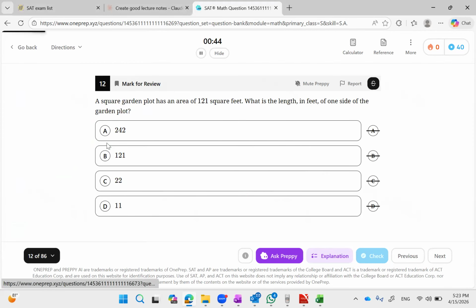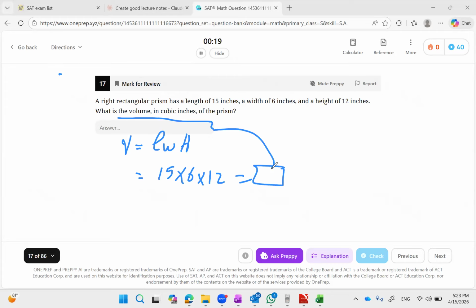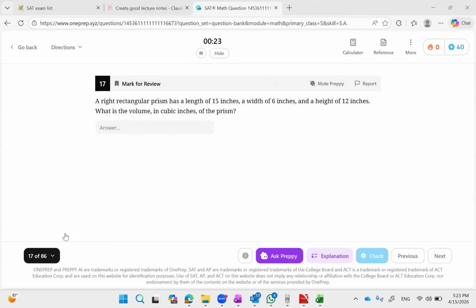Let's see, 17. If it's a repeated question, we are not going to solve it. Okay, this one is just find the volume. You multiply. Very good. So I will say that the volume is equal to length by width by height, the formula. So it's 15 by 6 by 12, and I will write the answer.